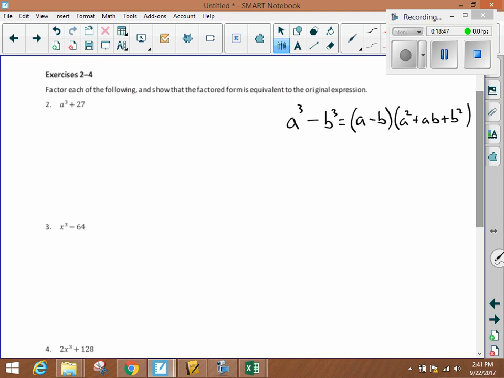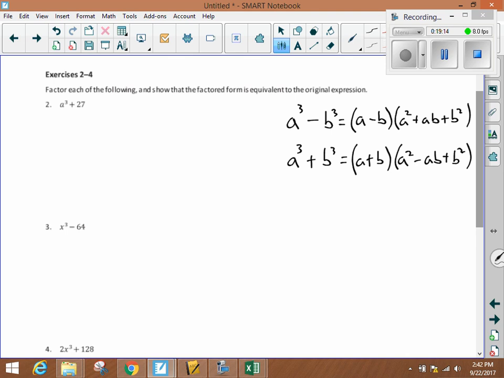You will use this equation. The next one I like to call sum of cubes, and that is a plus b times a squared minus ab plus b squared. That is the formula which you must use for every one of these when they have a cube.